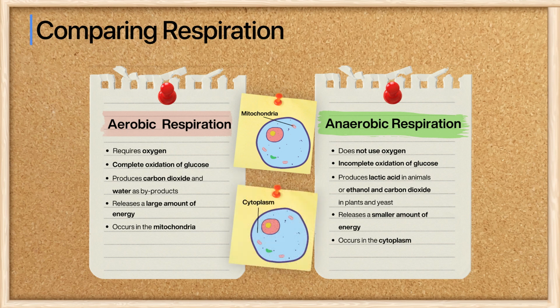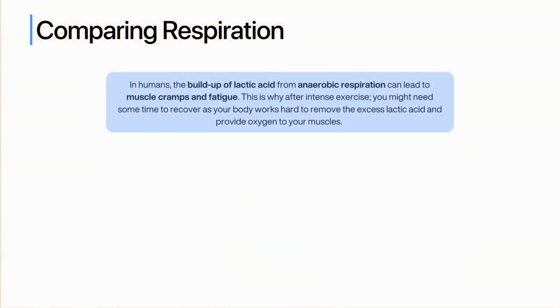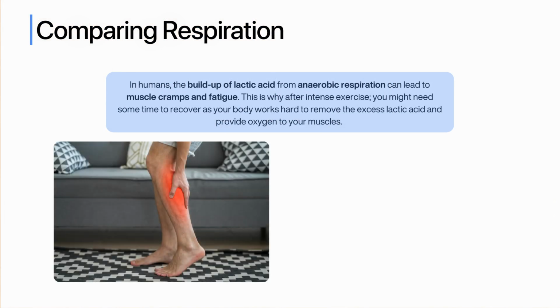Finally, aerobic and anaerobic respiration take place in different circumstances. Aerobic respiration is used during normal, moderate activities, whilst anaerobic respiration takes place during intense activities when oxygen is scarce. This final point also relates to the physiological impacts of anaerobic respiration. When anaerobic respiration occurs in animal cells during periods of intense activity, the build-up of lactic acid from anaerobic respiration can lead to muscle cramps and fatigue.